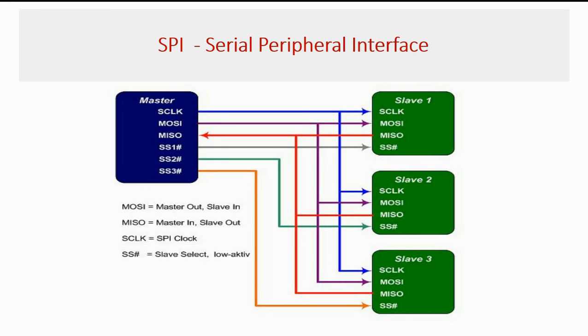In the SPI protocol, there is a disadvantage: if you have a number of slaves, you have to increase the select lines. So it will also increase the pin count. This disadvantage of the SPI protocol is overcome in the I2C protocol.